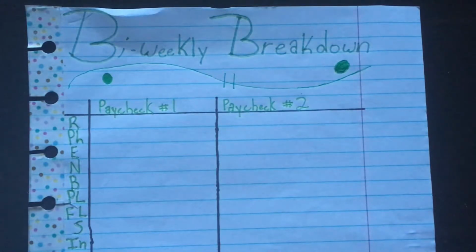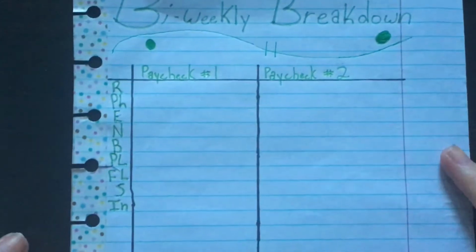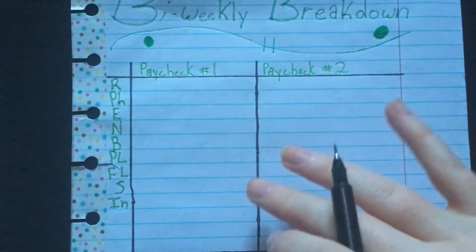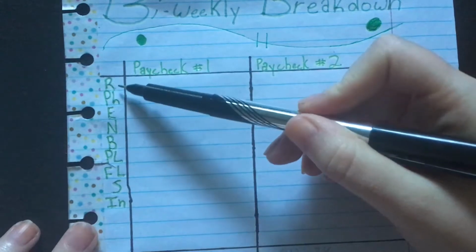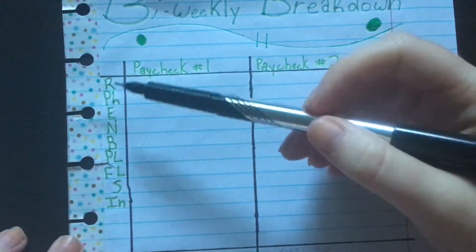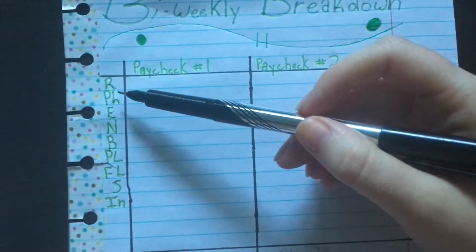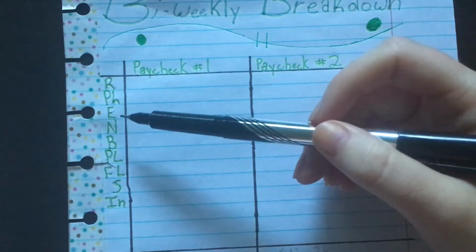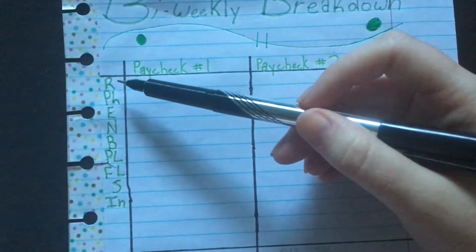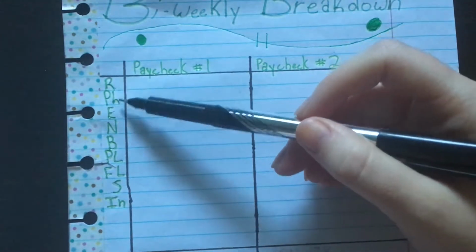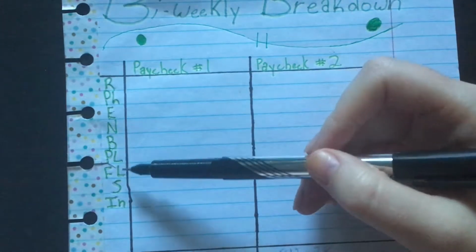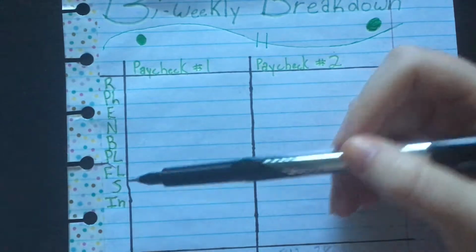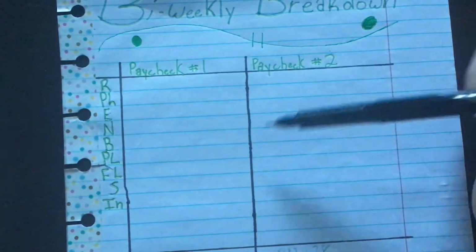So I forgot to write it, but these are my electronic payments. As you'll notice, there is a bit of a code on the side, and what that corresponds to is the electronic payments that I make minus my debt snowball. So rent, phone, electricity, Netflix, bank, provincial loan, federal loan, savings, and insurance. And then I've split it into two columns.